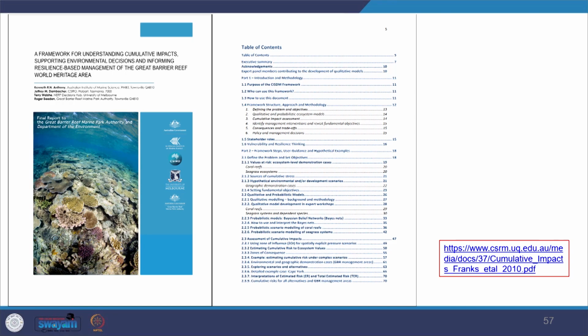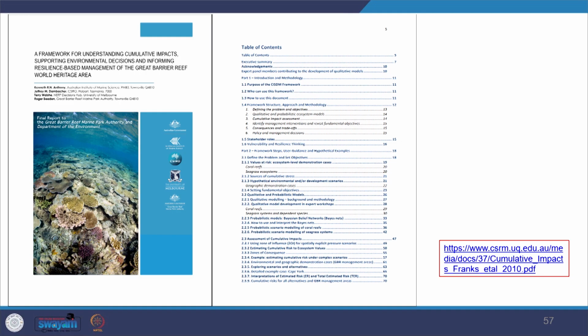Further, you can see another framework for understanding cumulative impacts. And then how do you really make decision with regards to this, is case coming from Great Barrier Reef World Heritage Area. So how do you undertake that? You can have a skim through table of contents. You see they have given you framework, structure, approach, methodology, as well as what are the risks involved here, and then you look at various models which are available for usage for this particular domain and assessment. How do you undertake assessment of cumulative impacts?